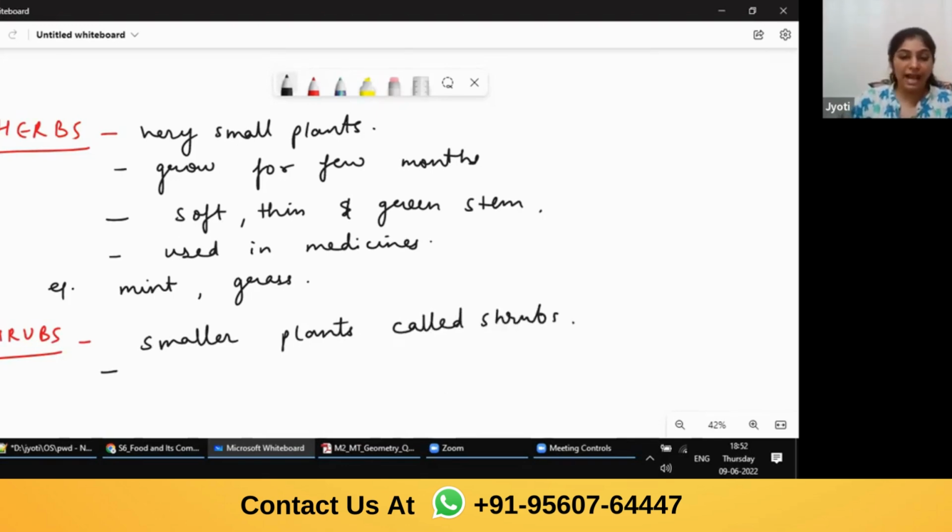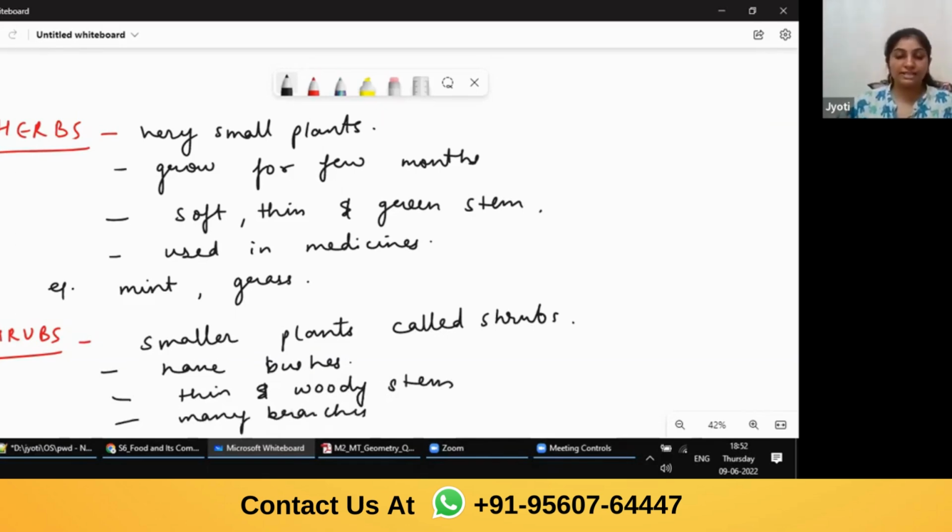They have bushes, and they have a thin and woody stem, and they have many branches also, I told you just now. Examples can be your rose and cotton plant. There are many more examples. You can learn all that when you read the content.